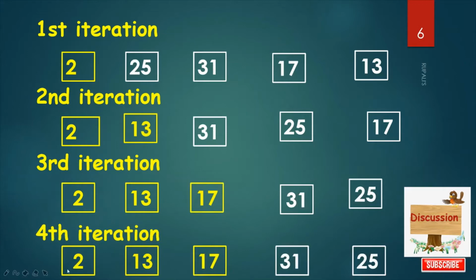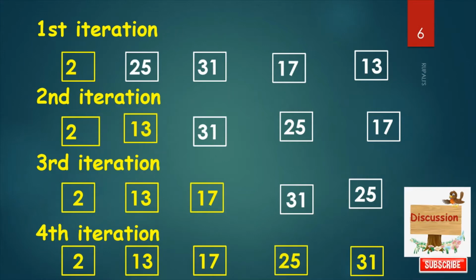Now in the fourth iteration, you have to compare the fourth node info with the fifth node info. Because 31 is greater than 25, need to swap. And finally we get the sorted linked list.